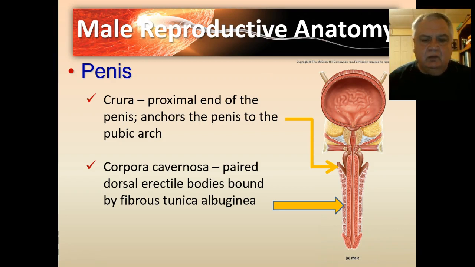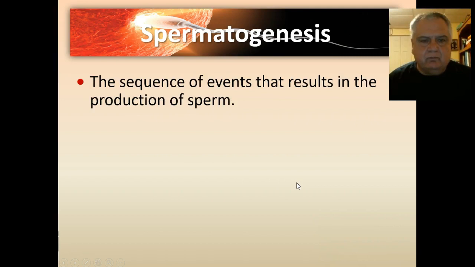And we can also see, by the way, as I mentioned, that the tunica albuginea extends from the testes to also form this covering over the internal penis. Okay, so that takes us through the anatomy of the male reproductive system.